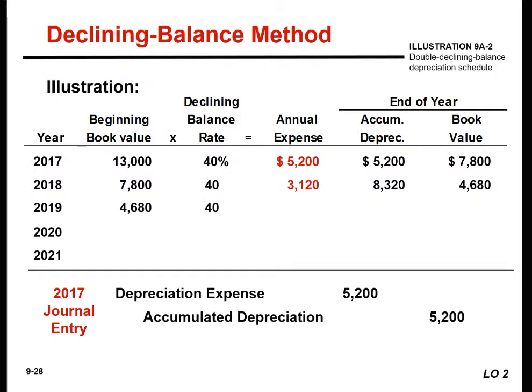$4,680 multiplied by 40% would give us a new annual expense of $1,872. Accumulated depreciation would increase by 1,872 to 10,192, resulting in a book value of 2,808. 2,808 multiplied by 40% gives us 1,123. That gives us accumulated depreciation of 11,315 and a book value of 1,685.